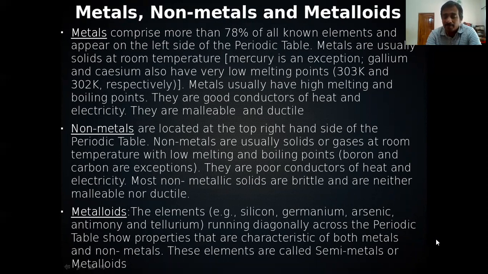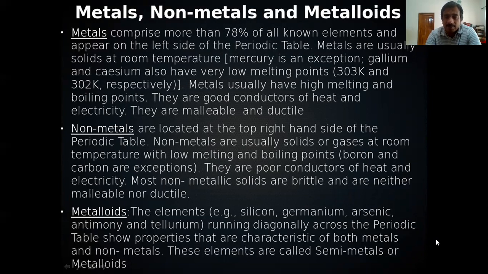Gallium and cesium, when you take it in your hand, it will melt. Their melting points are also very low. And the metals usually have high melting and boiling points, exception we already mentioned. They are good conductors of heat and electricity. They are metals.